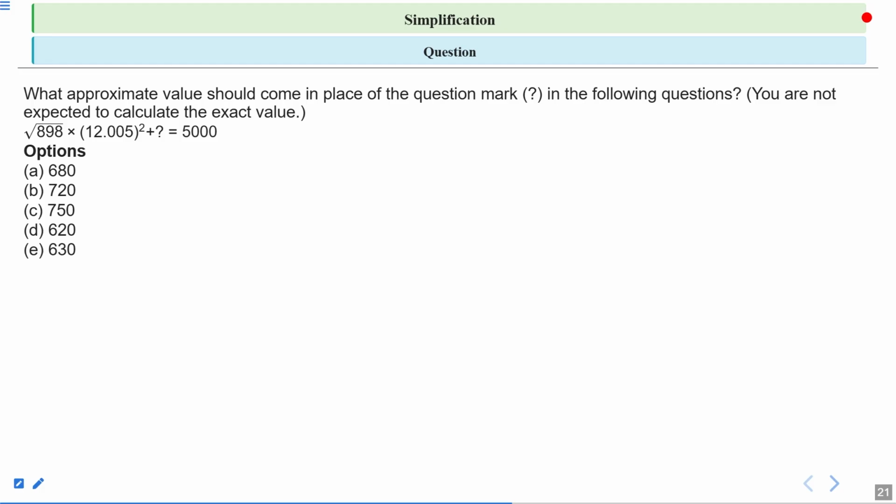What approximate value should come in the place of question mark in the following question? You are not expected to calculate the exact value. So the question is square root of 898 multiplying by, in the bracket, 12.005 square, plus question mark is equal to 5000. Now there are options. A is 680, B is 720, C is 750, D is 620, and E is 630. So you have 10 seconds to solve this question. Your time starts now.